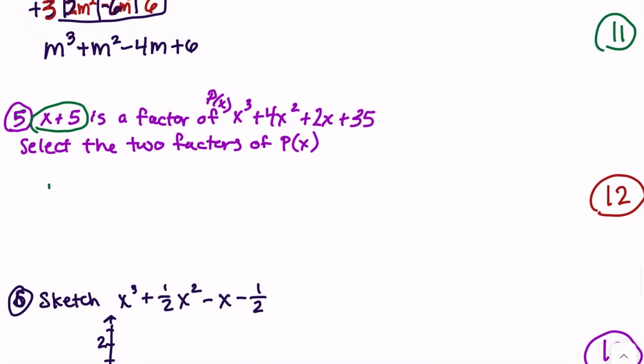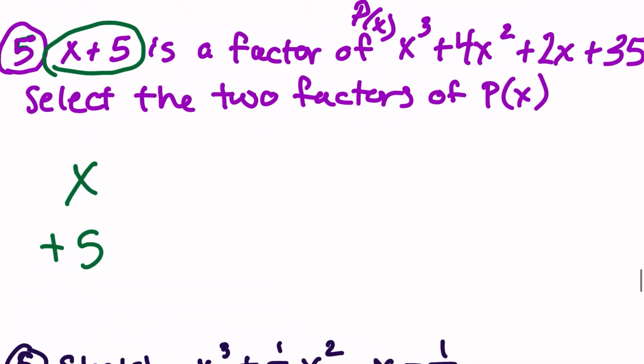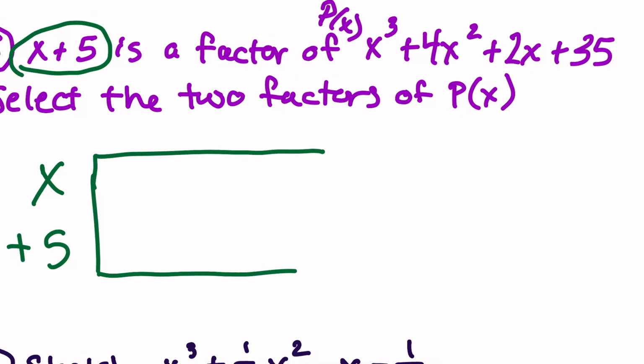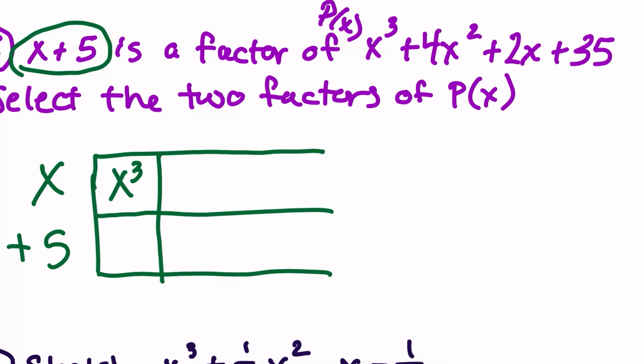So we're going to put the x plus 5 here, and then the first term of what we want right here. So this is going to be x cubed. So x times by what would equal x cubed? That's going to be x squared, right? We're going to do those steps.